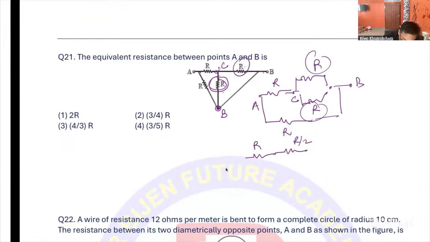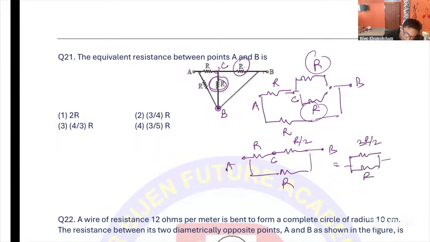Then this is your C, this is your A, this is your B, and another resistor R in parallel. R and R by 2 connected in series give 3R by 2. This is R. Since these are in parallel, R net is 3R by 2 into R divided by 3R by 2 plus R. So it will be 3R divided by 5. So the answer is option 4.